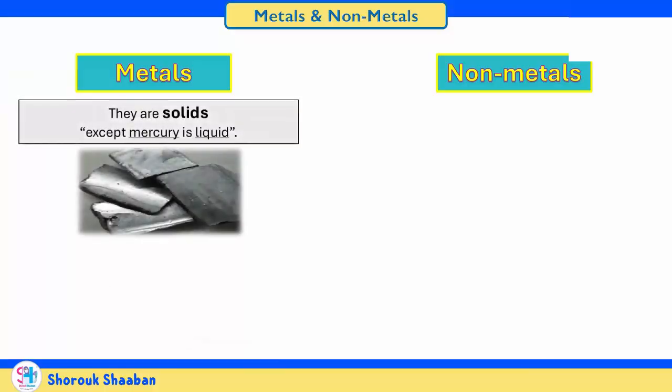Point number 3, about the physical state. When I say physical state, I mean if it's solid or liquid or even gas. So look here, for metals, all of them are solids like this, except only one metal which is liquid.